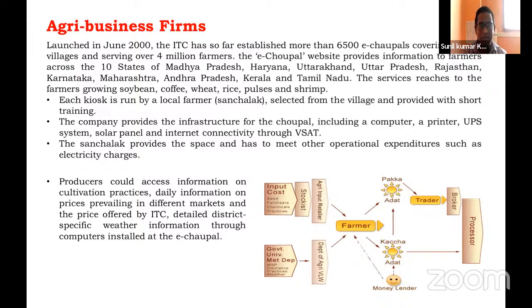So they have established a kiosk in the villages, and each kiosk is run by the local farmers, maybe the Sanchalak, those who have been selected and trained by the company itself, and the company provides the infrastructure for each chopal. Infrastructure means the area of establishment of that particular chopal and basic necessities like computer, internet, UPS system, solar panels, and internet connectivity through website. And Sanchalak provide the other expenditure, and they have to meet their operational expenditures by the company itself.